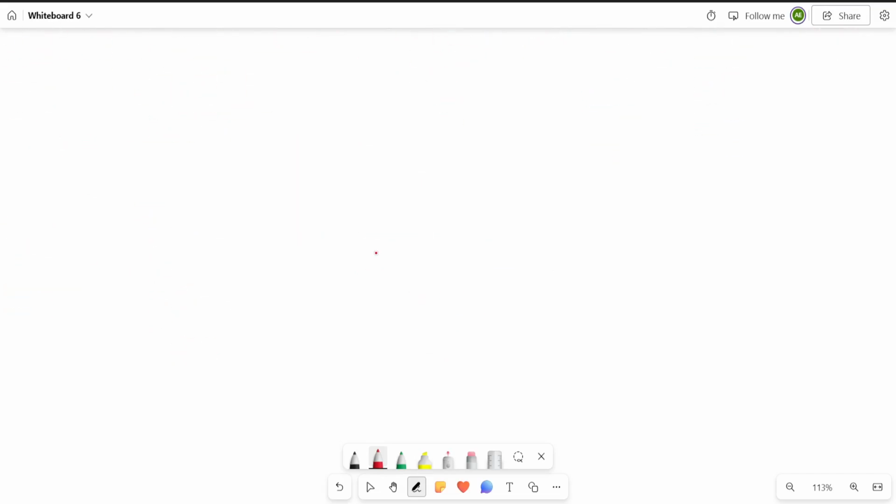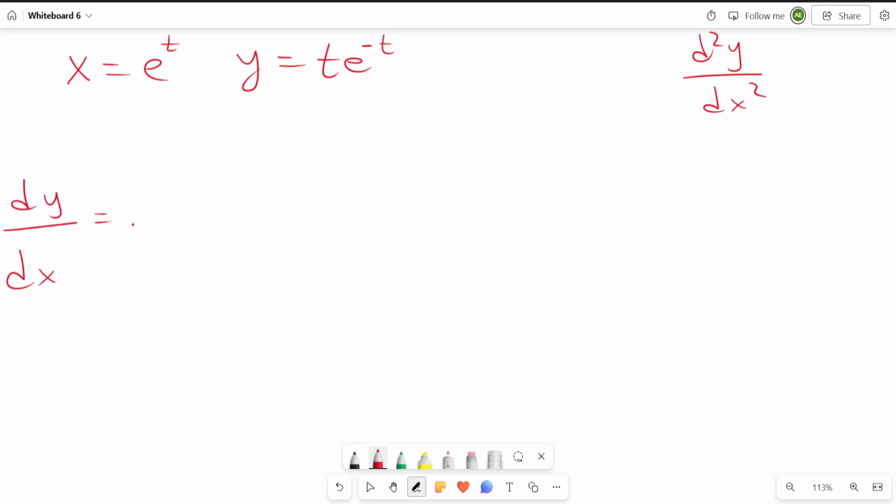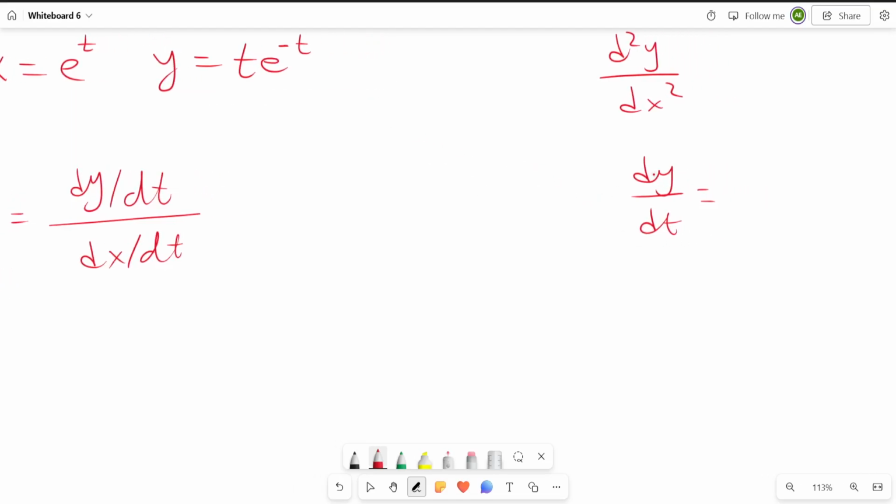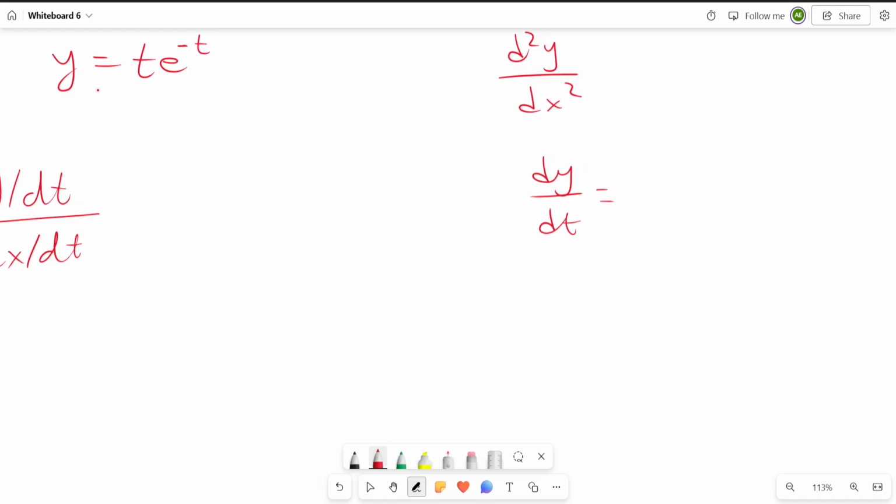Let's take another example to make this more clear. Let's say we have x equals e power t, and we have y equals t e power negative t, and we want d squared y by dx squared. So first of all, as usual, let's start by getting dy by dx, which we already know. It's dy by dt over dx by dt. So over here, dy by dt is differentiation of this expression over here. So let me differentiate this expression.